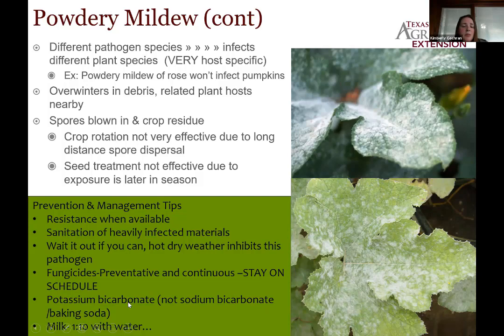Some people say potassium bicarb. Again, that's not sodium bicarbonate, which is baking soda. Those are two different things. And that does seem to help some. Other people have said milk, 1 to 10 with water. No, I've not seen great data about that. Feel free to try it and report back. Well, I'm sure we'd all be interested.